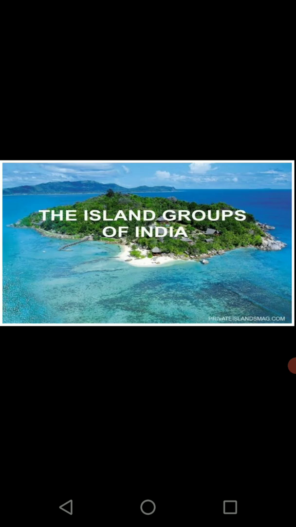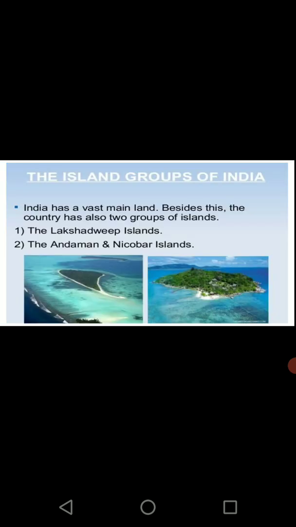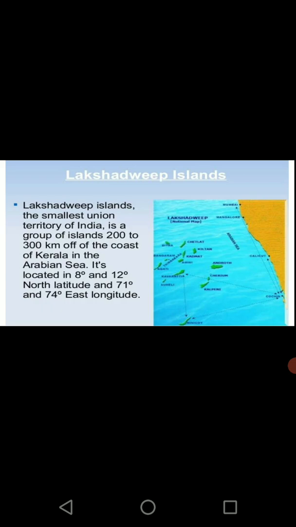We start with island groups. Island groups of India, they are two. One, Lakshadweep Islands, which are in the Arabian Sea, and the other we have Andaman and Nicobar, which is located in the Bay of Bengal. These are the Lakshadweep Islands. Lakshadweep means many islands. These are actually a group of islands.